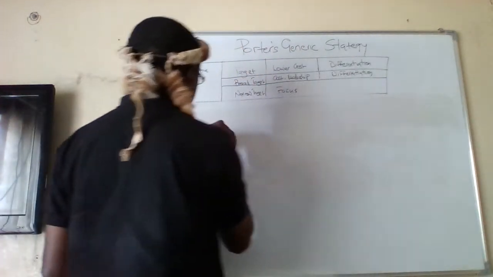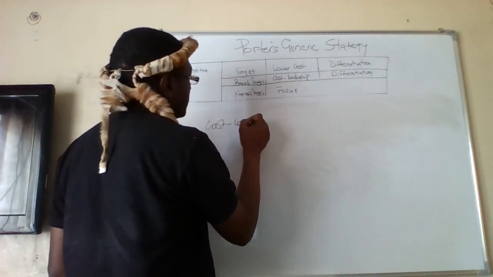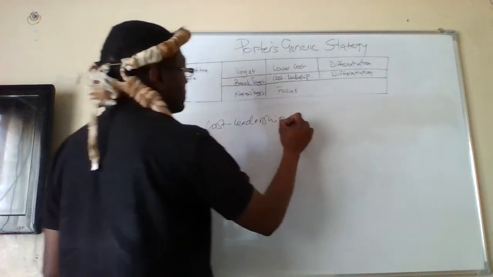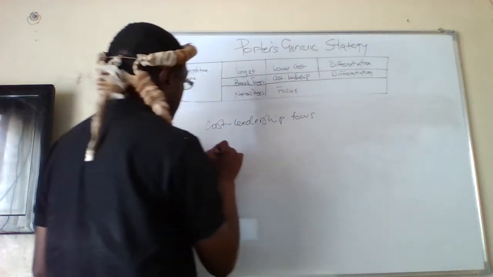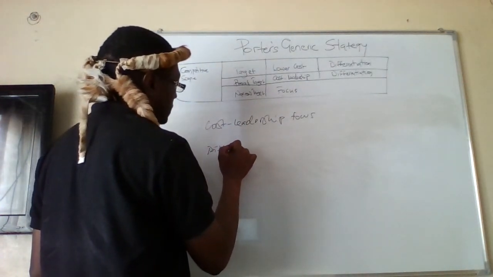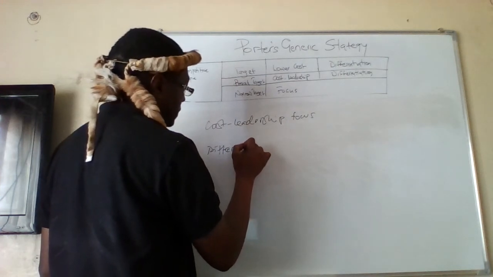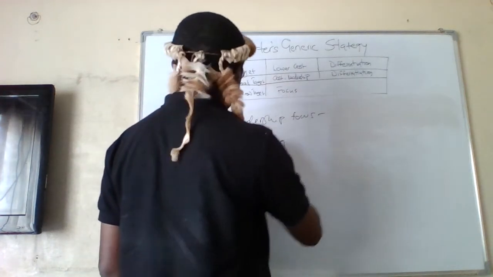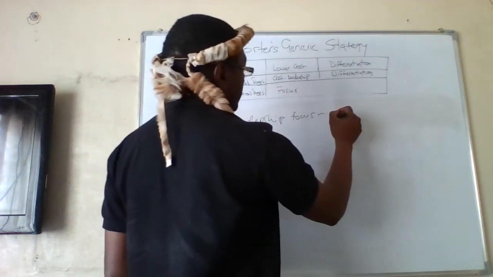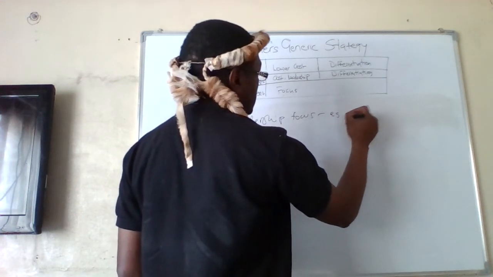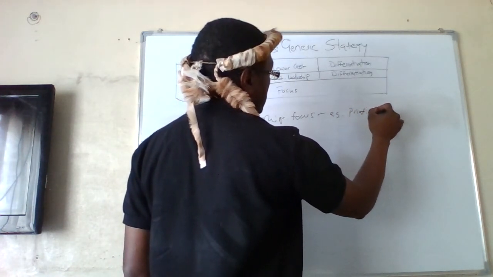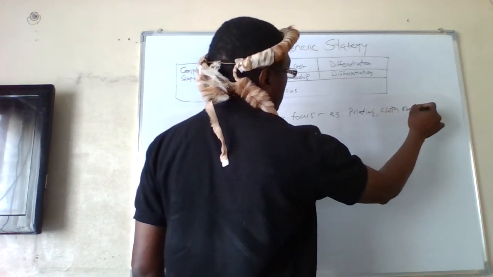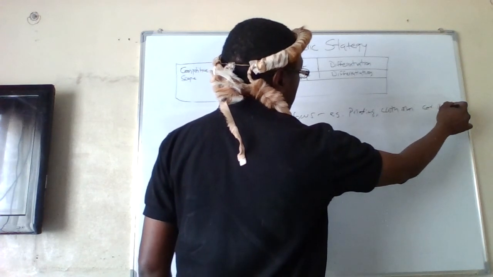So under focus, you've got cost leadership focus and differentiation focus strategy. So examples for a cost leadership focus are printing, cloth manufacturing, and the car repair industry.